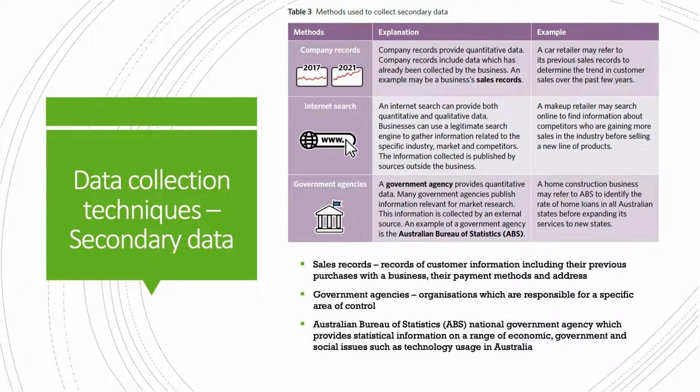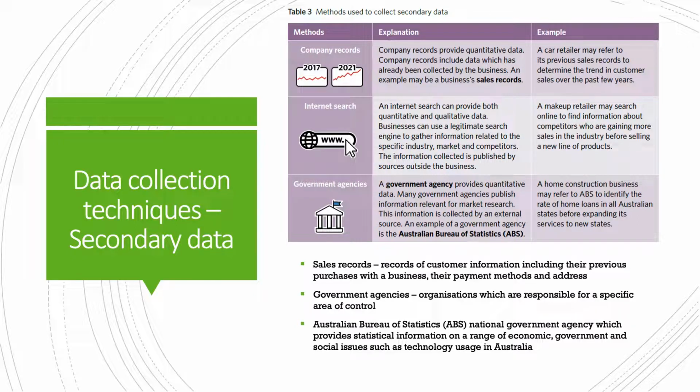So a few different ones. Company records. So company provides quantitative data. That could be on sales records, net profit, market share within a given period. An internet search, so literally just Googling any business you want to look at and looking at their sales or information about the products they're selling. Government agencies, so provides quantitative data. Many government agencies publish information relevant for market research. This information is collected by an external source.